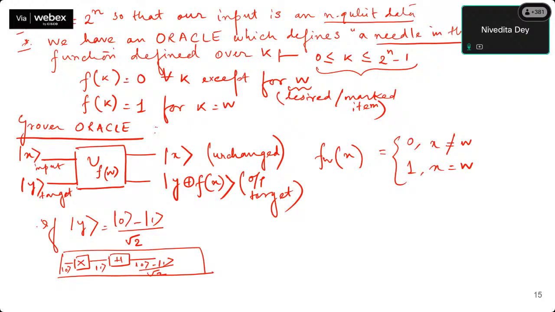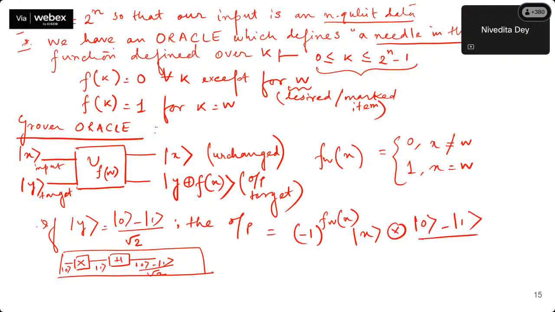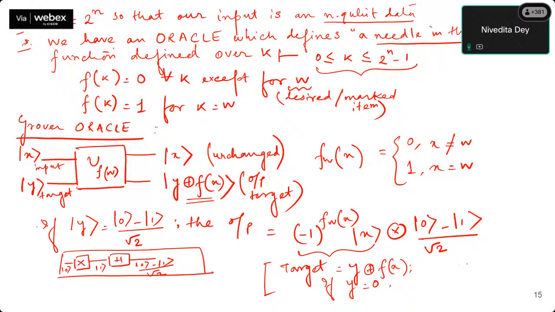But anyway, if I can prepare my y in this way, then the output will ultimately be minus 1 to the power f w of x times x, and this is 0 minus 1 by root 2. And why is this one right like this? Because my target is nothing but y XOR f of x, and if y equals 0, we all know zero XOR anything will be that value itself. So the target will be what? Only f w of x.